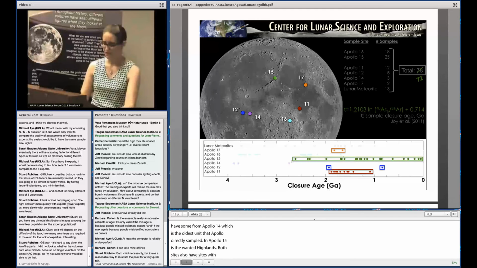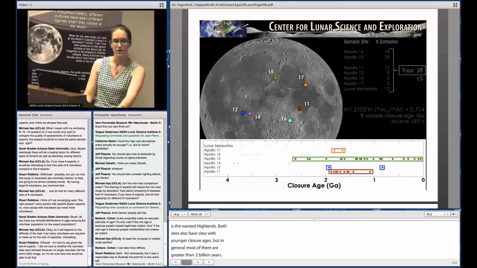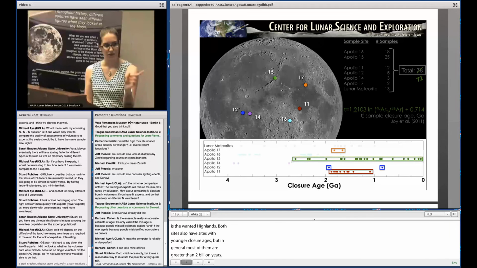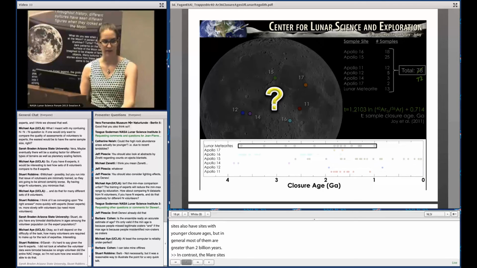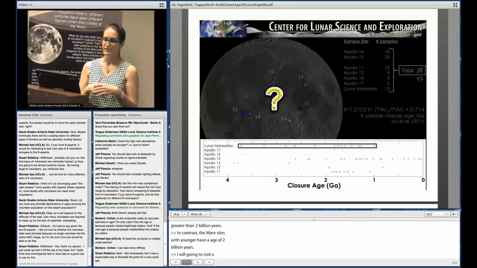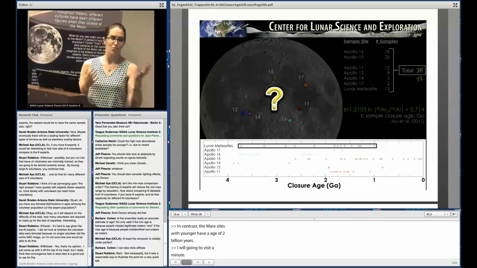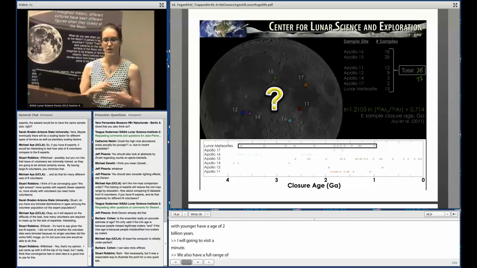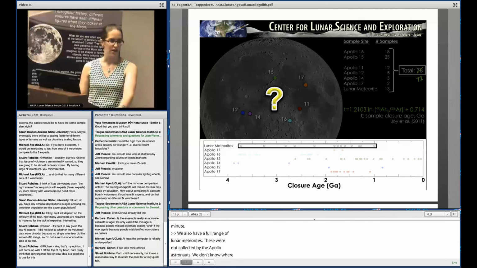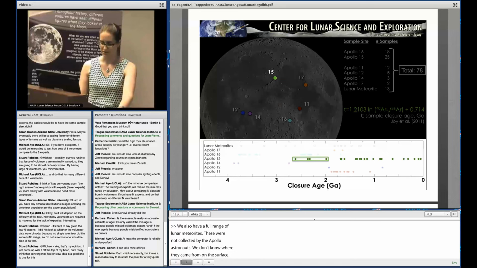Both sites also have some samples that have younger closure ages, but in general, most of them are greater than 2 billion years. In contrast, Mare sites that have younger Mare generally have closure ages of less than 2 billion years. You'll see some from Apollo 15 that are greater than that. I'll go into that in just a minute. And then we also have a full range of lunar meteorites. These obviously were not collected by the Apollo astronauts. We don't really know where they came from on the surface. And so these actually give us a global distribution of closure ages on the lunar surface.